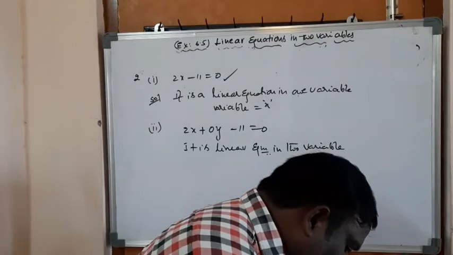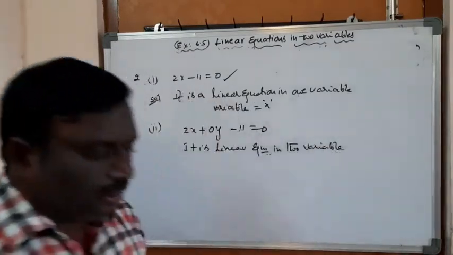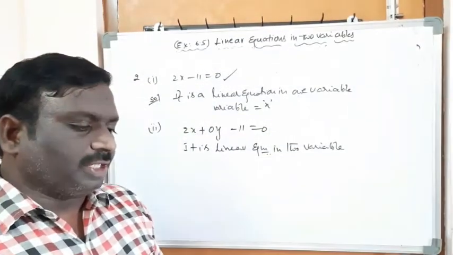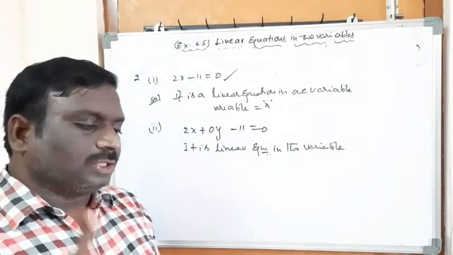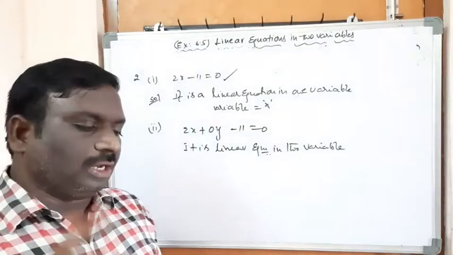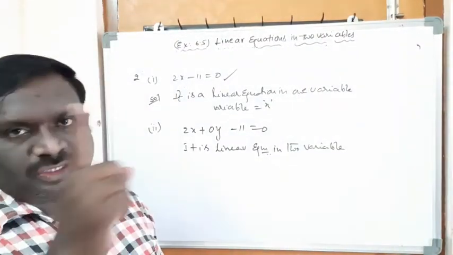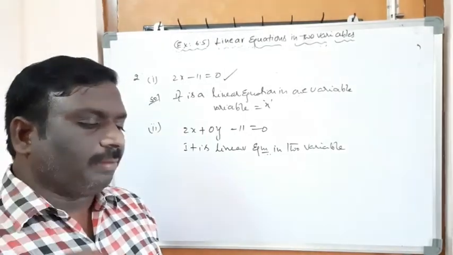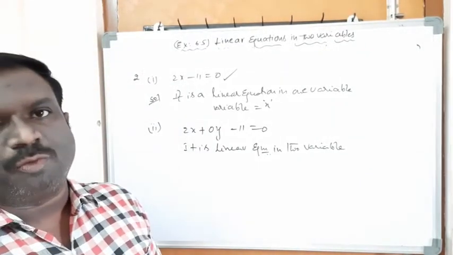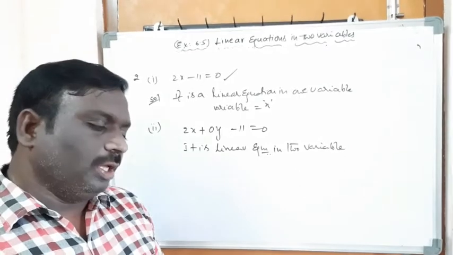Next, third question. Third question is what? Solve the equation 3x plus 2 equal to 8x minus 8 and represent the solution on the number line. So you have to represent the solution. You know how to solve that one. And for the number line, draw the number line and show the solution on it. And in a Cartesian plane, means in a graph paper, you have to show it.